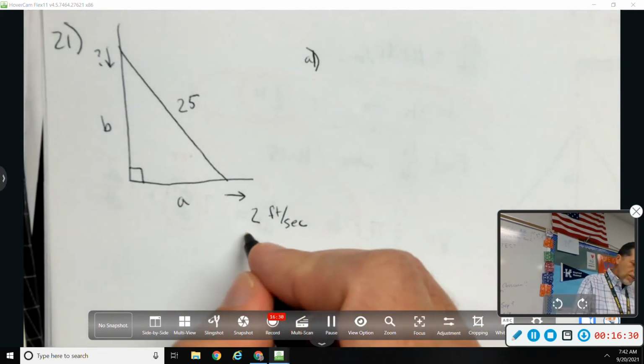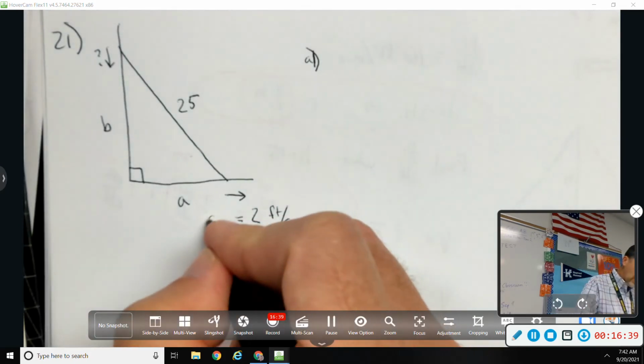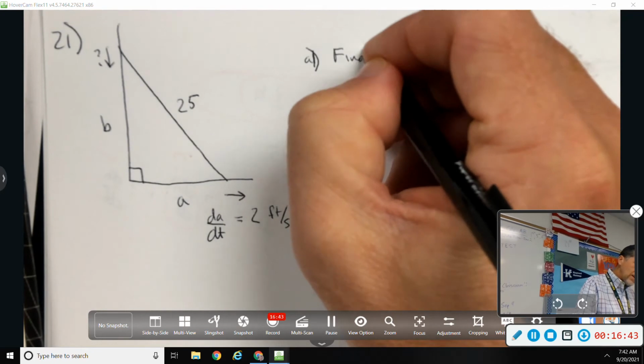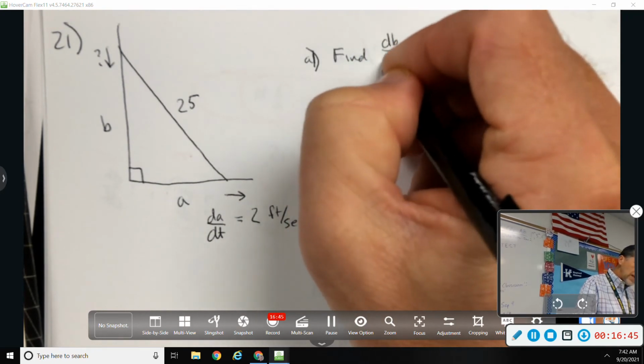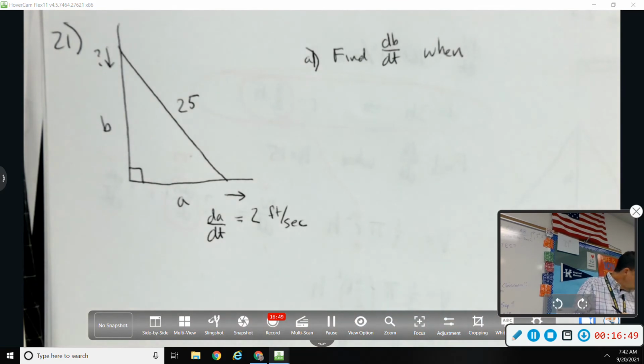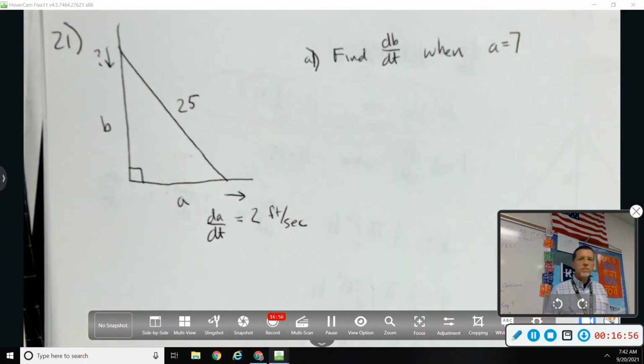So that means, what's 2 feet per second now in terms of our variables? The dA dt. And we're trying to find the dB dt when its base is 7 feet from the wall. So when A equals 7. And then also 15 and 24, but we'll just do 7.